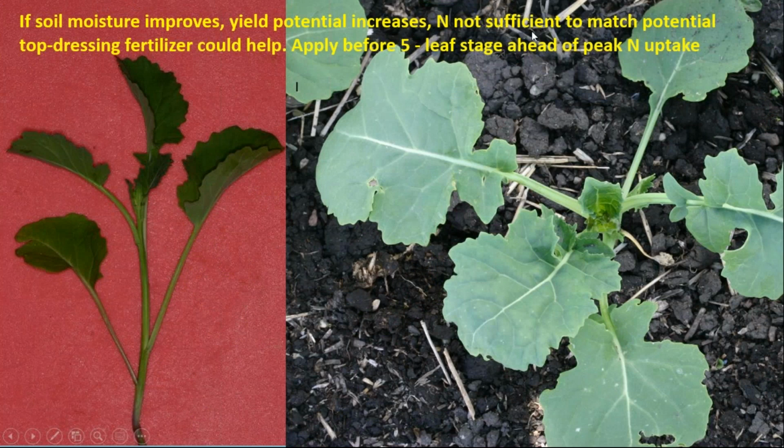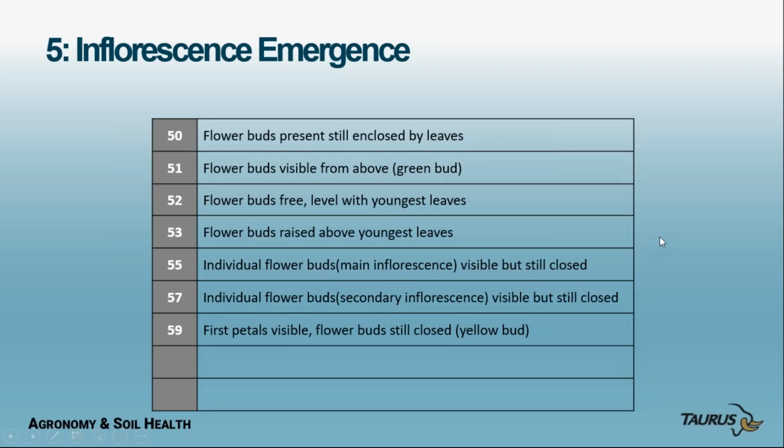If you have a shortage of nutrients, you want to get it on before the 5-leaf stage. And canola, 1, 2, 3, 4, 5. Here's 4-leaf, 1, 2, 3, 4. The seeds are already forming here. You want to get on your fertility now, herbicide time or before, okay? And whatever, put it on then.